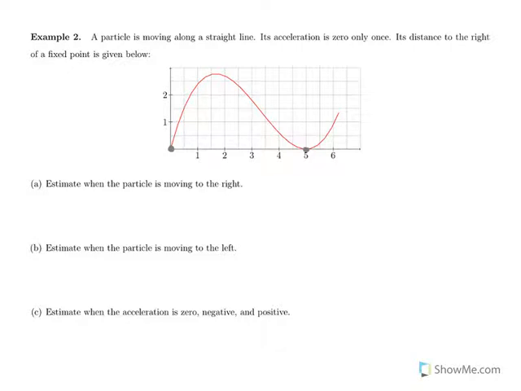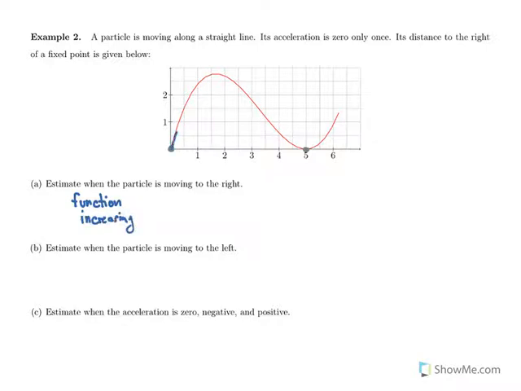As we move, if this function is increasing, we are moving away from that point to the right. If we're decreasing, we're moving toward that point. So, first question, estimate when the particle is moving to the right. That is going to be when the function is increasing.